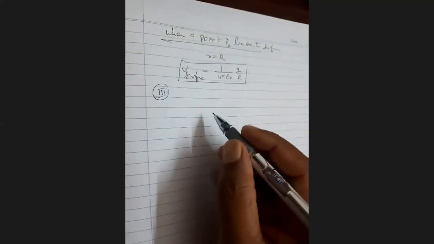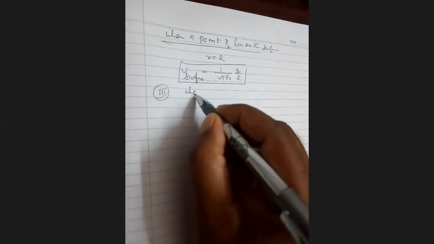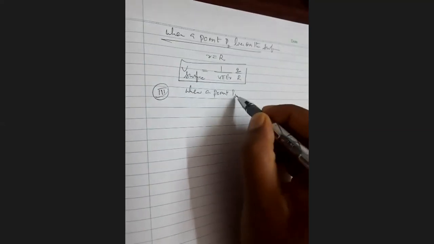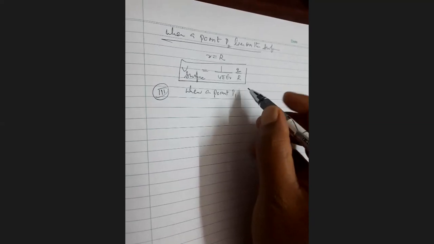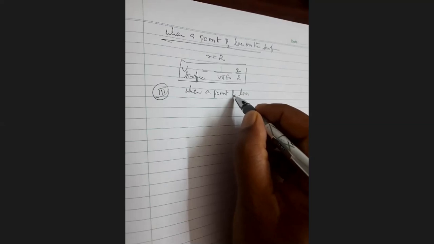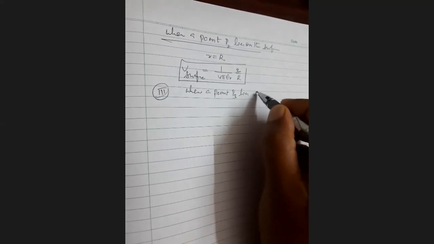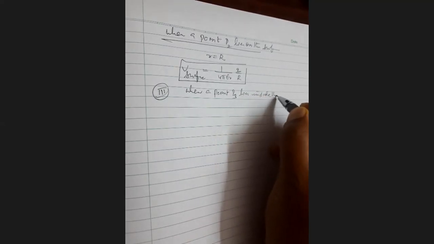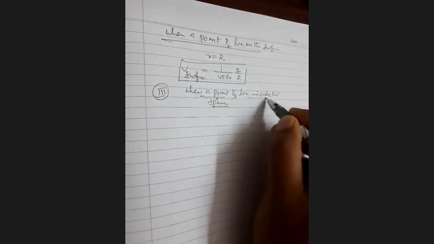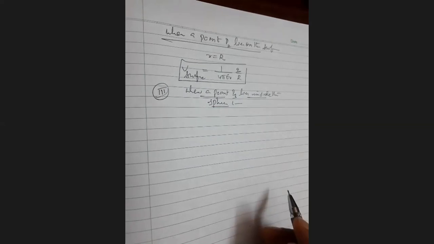Now the third application is for a point existing inside the sphere. When a point P3 lies inside the sphere, inside the non-conducting sphere, how to calculate the potential? So this is the third case.